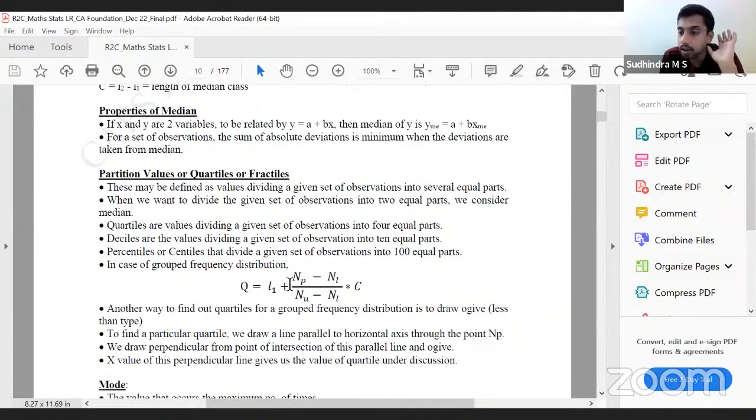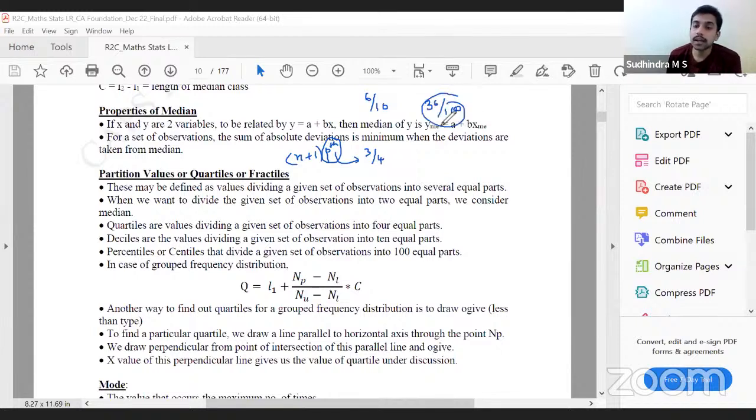Now, in case of ungrouped data, first you arrange it in ascending order, then calculate (n plus 1) into pth value. P depends upon what you want. If you want Q3, it is 3 by 4. If you want D6, it is 6 by 10. P36 is 36 divided by 100. Then locate that in the ascending order that you have arranged. That will give us the required partition value.